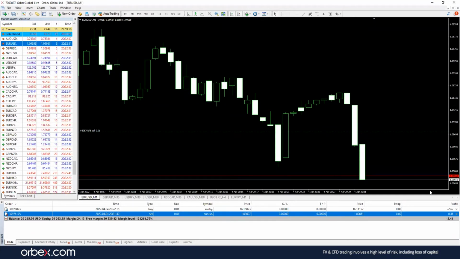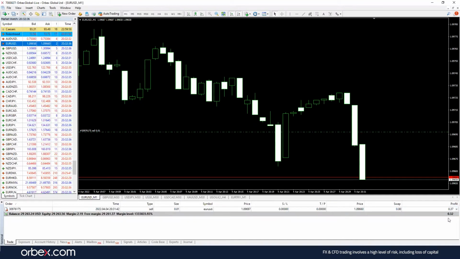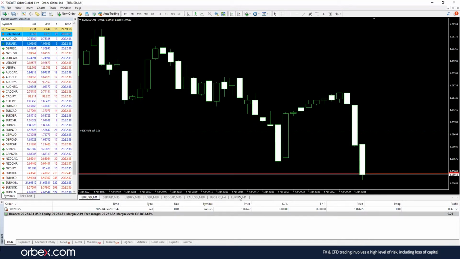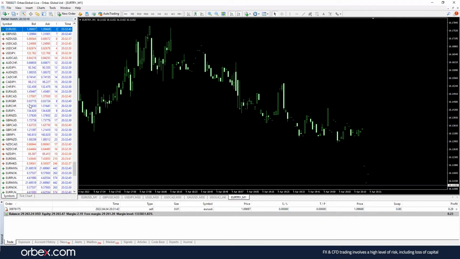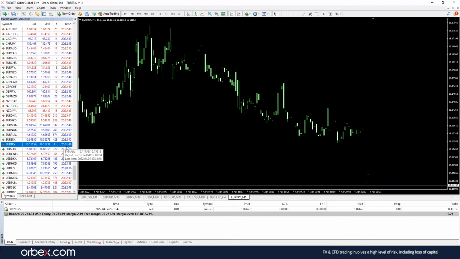So let's just try and close my Turkish lira. Oh, my Turkish lira trade closed. Let's just quickly go back. So as you can see here, Euro Turkish lira. Where did we go? There we are. So there you go, 831, 832. So we just literally found a price in the market, and that's why I was able to close the trade.